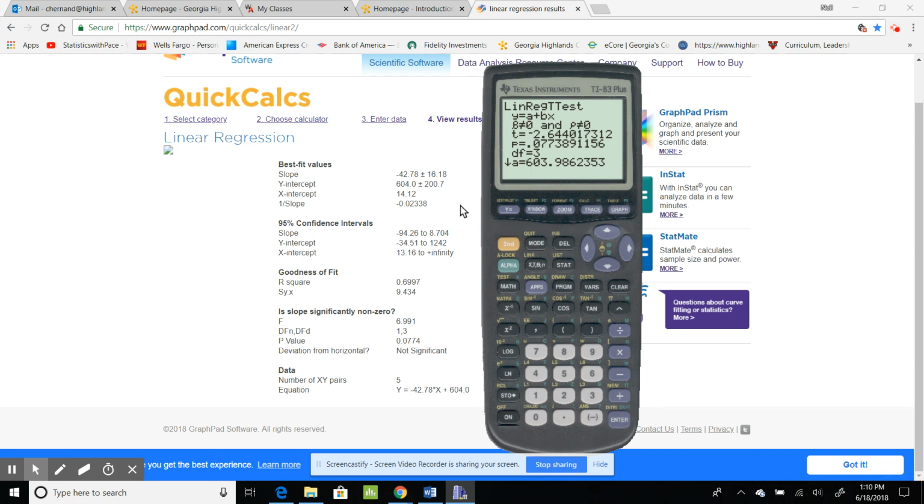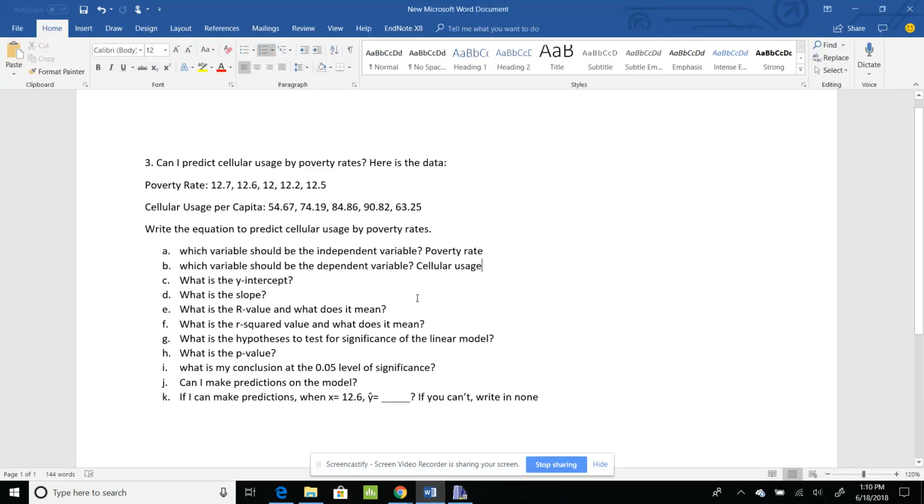So the first thing it wants to know is my Y-intercept, and that is where the line crosses the Y-axis. So for this one, in the calculator, it's A, and here on the website, it's right here. So for this problem, the Y-intercept, we're going to round this up to 604. So I'm going to put this here, 604.